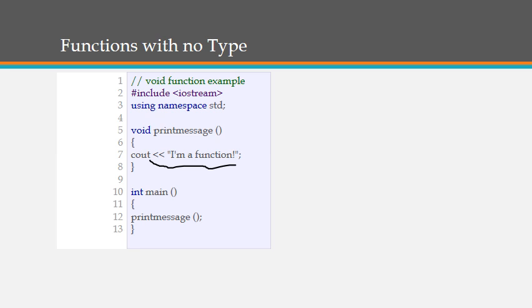The parentheses differentiate this function from other kinds of declarations of statements, because if we see the main function, we see the function print message being called, but although it's not returning anything, it's not being assigned to anything, you have to include the two parentheses, or else it would be just a variable being mentioned.